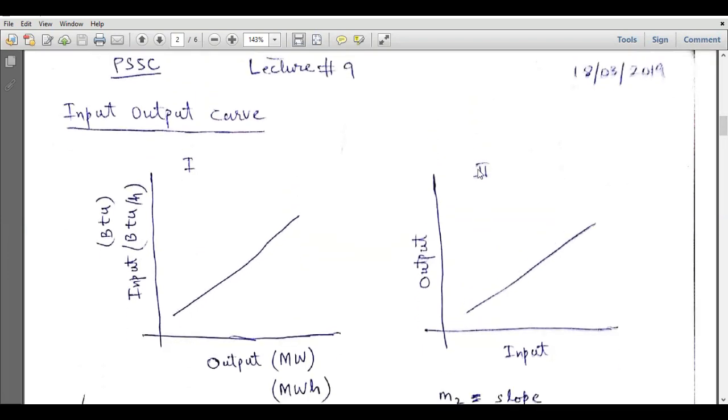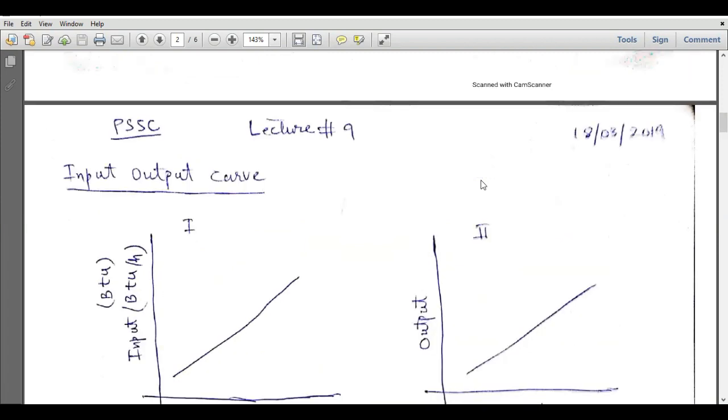In this lecture, we will discuss the input and output curve of a power system. And this is the new topic in the course of power system operation and control. And this topic is related to power system economics. And in this topic, we will be discussing how the power system can be made more efficient and how the power can be evaluated from the generator at minimum cost, right?